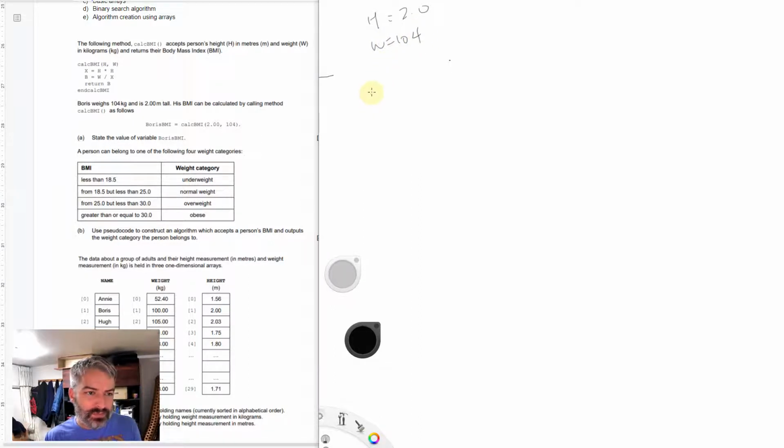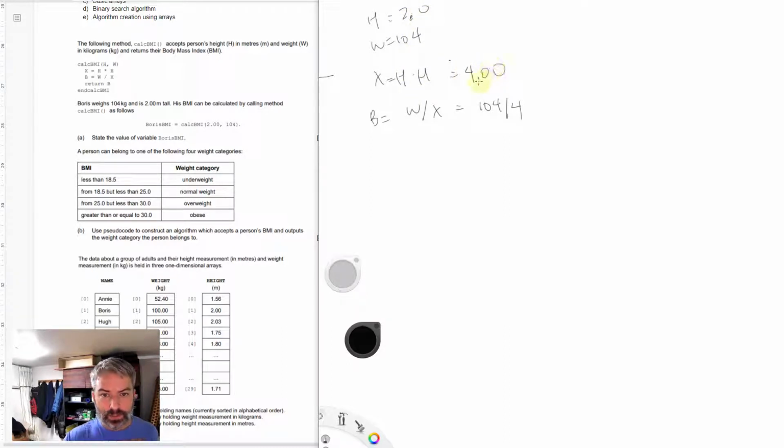We could just calculate directly: B is equal to W divided by H squared. But I'll take it step by step and say X is equal to H times H, so that's equal to 4. B is equal to W divided by X, so that's 104 divided by 4. An important point here, and I think I'm right about this, is that this is 2.0, which indicates that it's a double. So I'm going to say this should be 4.0, and I'm curious to see if this is correct in the answer key.